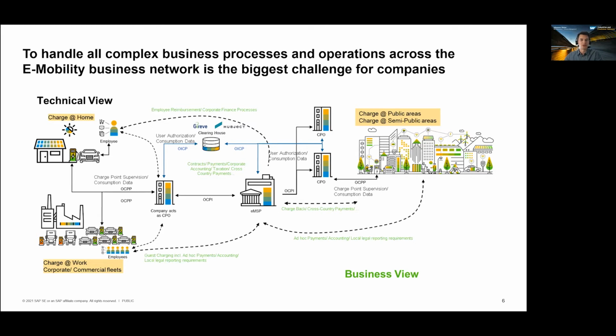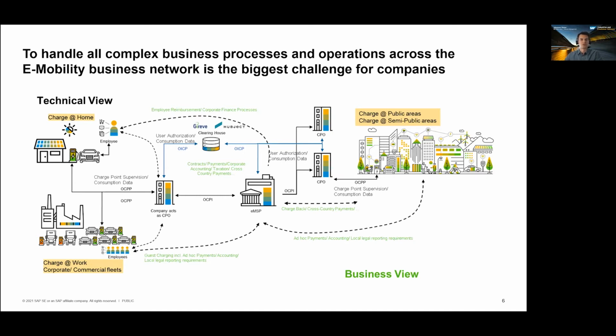Depending on the charging scenario, an interplay of various other players such as external e-mobility service providers, charge point operators, or e-roaming providers is required. These processes need to be orchestrated and connected to provide a seamless charging experience for the end customer, the electric vehicle driver. So let me share with you what our thoughts are and how we address these challenges with our e-mobility solution.